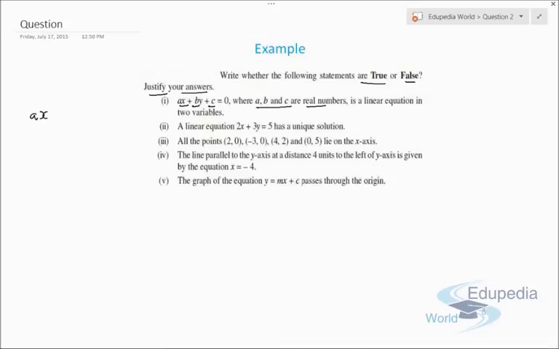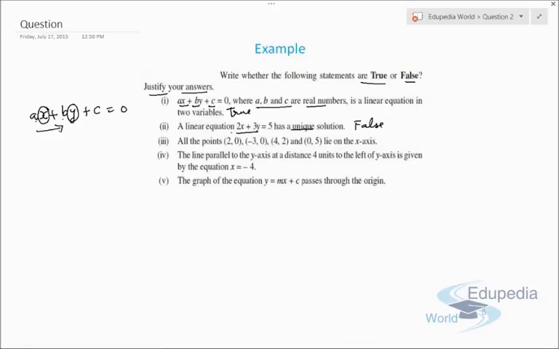So if we write this equation ax plus by plus c equals 0, then we can clearly see that we have two variables x and y, and a, b, c are real numbers, meaning they are constants or any numbers, and so this forms a linear equation in two variables. Why? Because this has infinite solutions. So this is true. The second question says, a linear equation has a unique solution. We have already discussed that any linear equation cannot have a unique solution, so this statement is false.